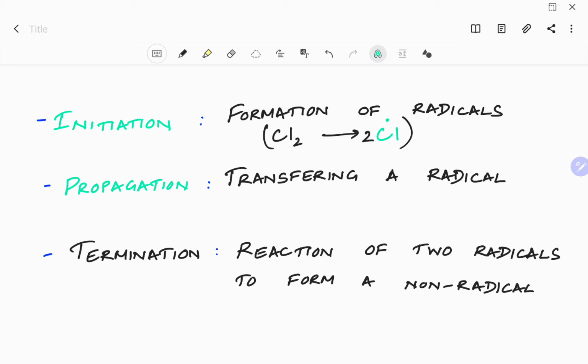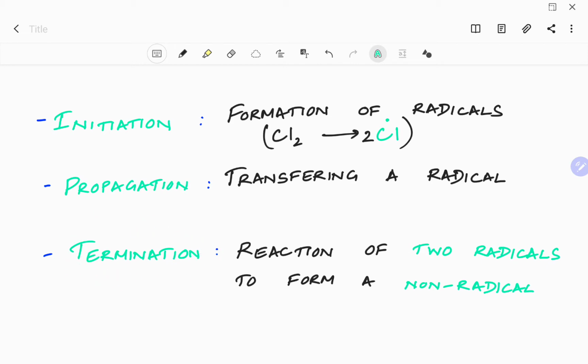The last step is called termination. During termination, you are reacting two radicals, and this reaction will give you a non-radical, so you are basically killing the radical reaction. But here's the thing: in radical reactions, more than 90% is propagation. Once you initiate a radical reaction, it will remain at the propagation step for a very long time, and termination will be very small.